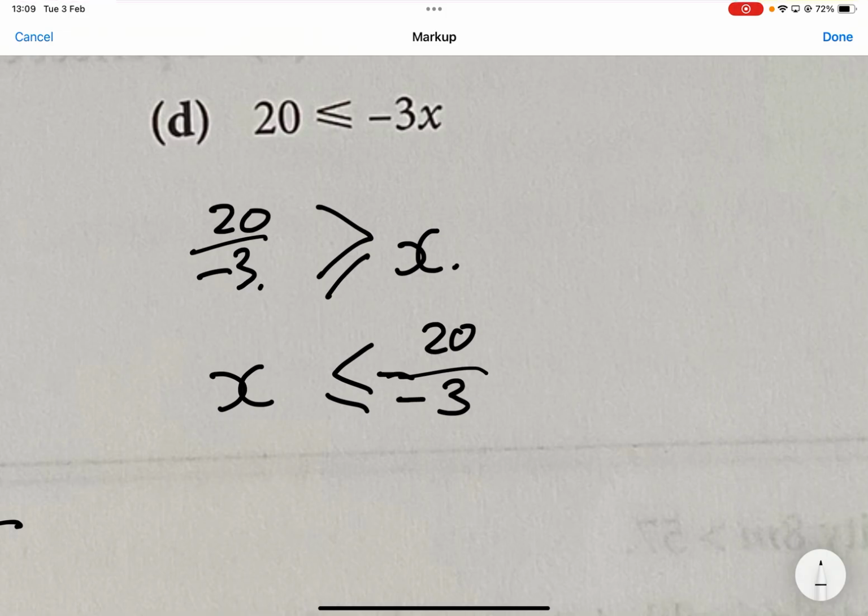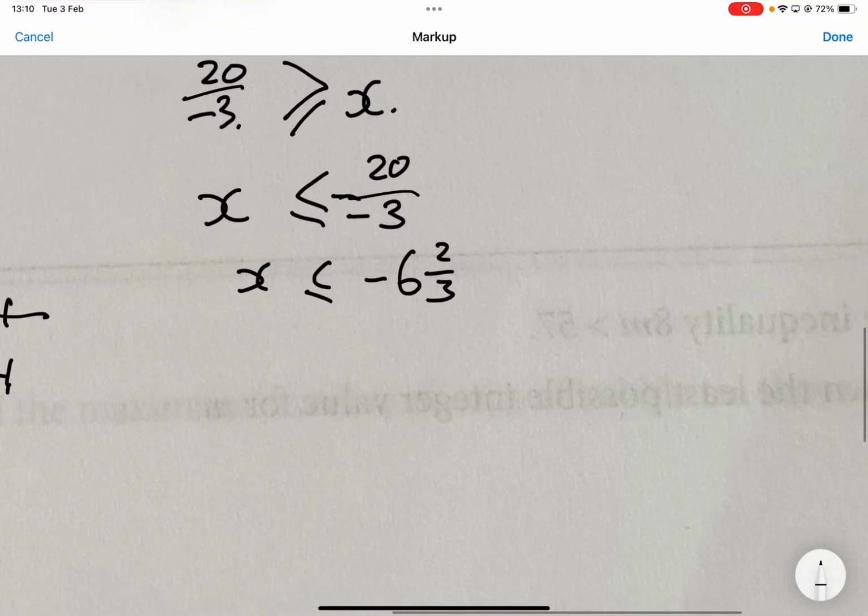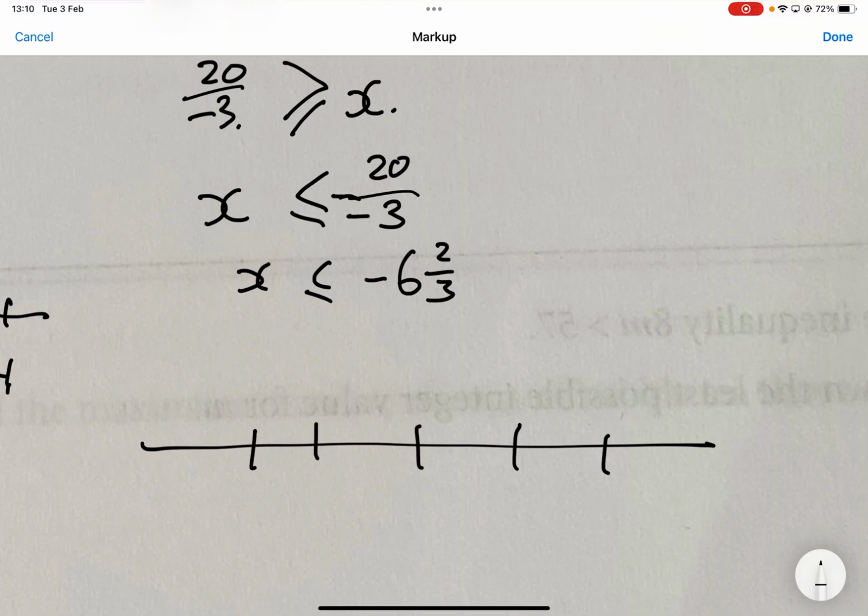Okay? And to make ourselves see better, what is this number? This is the only time when an improper fraction cannot tell us so clearly. So we go and press calculator. What is this? Then this is actually negative 6 and 2/3. Just press calculator. Okay? Then to represent this on a number line, draw a line, put the numbers.